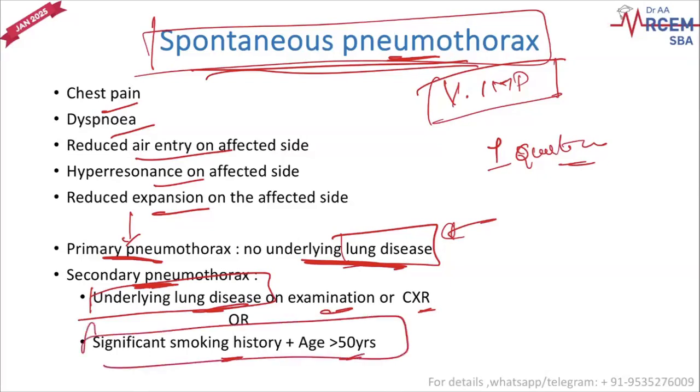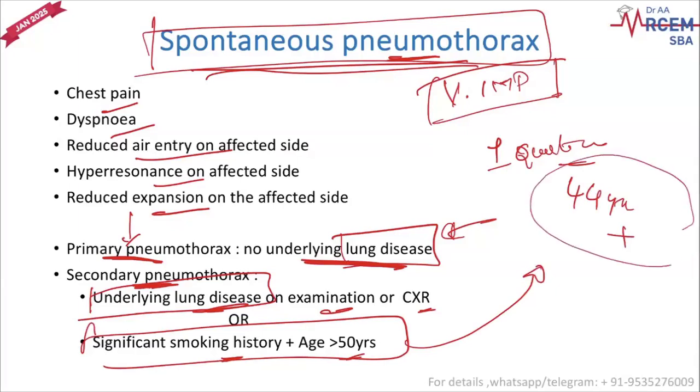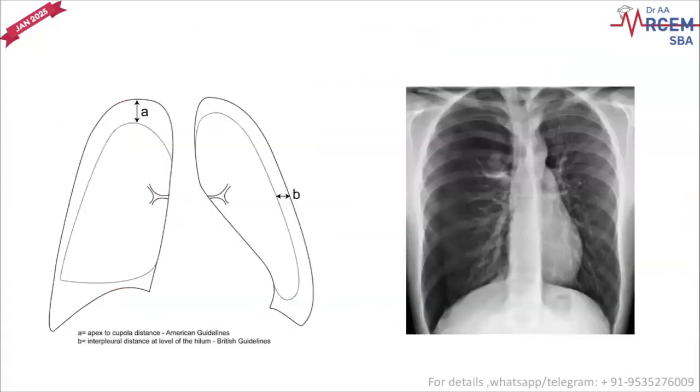This is important. Confusion happens here. Let me give you an example. Someone who is 44 years old and a chronic smoker, he smokes 10 packs per day. Let's take it for an example. Is he a secondary pneumothorax? No, it is not a secondary pneumothorax because age also needs to be satisfied. He needs to be more than 50 years. So more than 50 years, someone, for example, let's take 56 years, plus he is a smoker. Yes, this is a secondary pneumothorax.